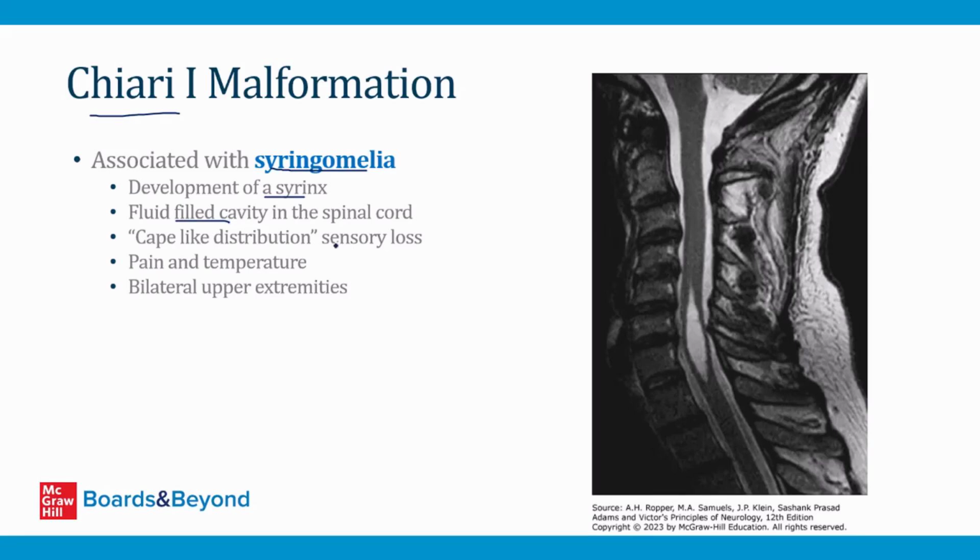So this often leads to sensory loss in a cape-like distribution, which means a distribution that affects the bilateral upper extremities, and usually it's sensory loss related to pain and temperature. And once again, I talk about syringomyelia in detail in other videos.